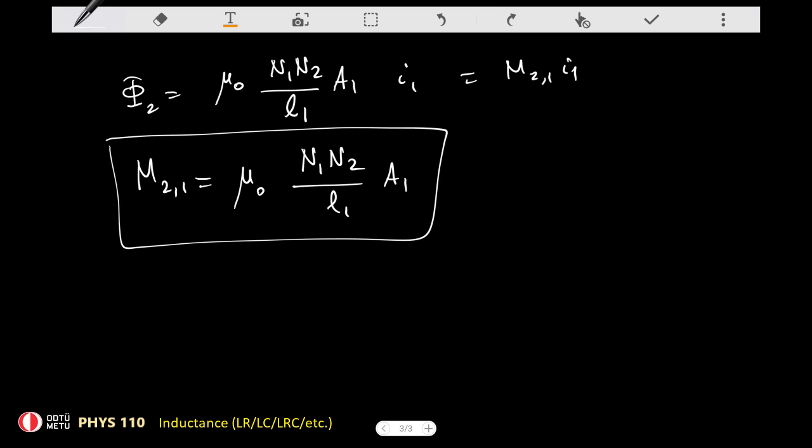So mutual inductance is proportional to both number of turns. It's proportional to the area of the first solenoid and inversely proportional to the length of the first solenoid. Somehow it doesn't depend on the area of the second solenoid or its length. So as a result, it doesn't look like there could be a symmetry in here. But of course, we are going to use a different geometrical argument to compute M12 and see if we are going to get the same quantity.